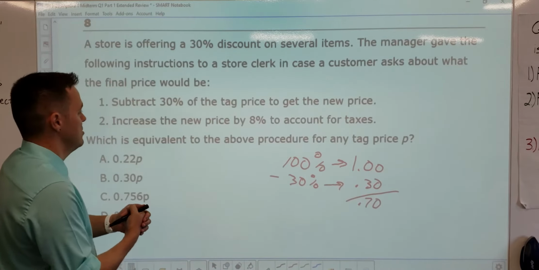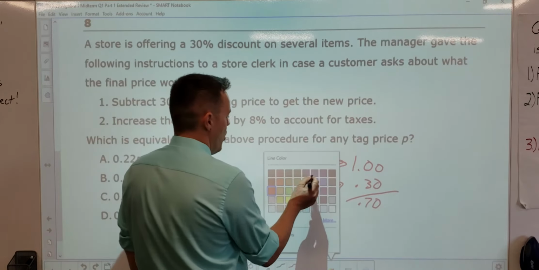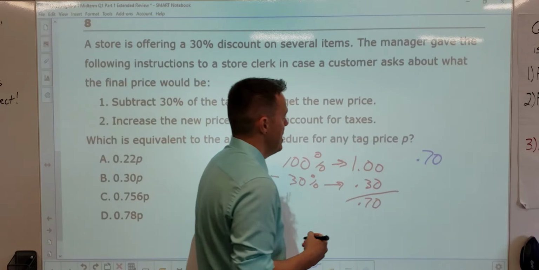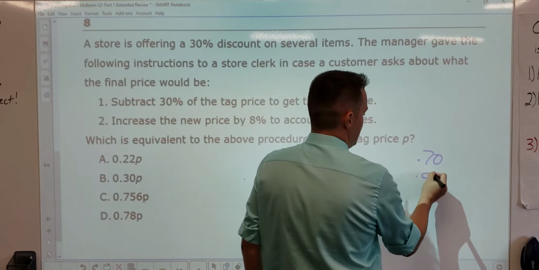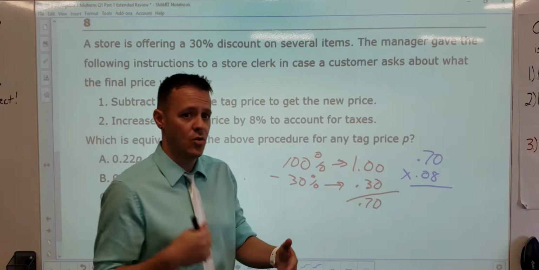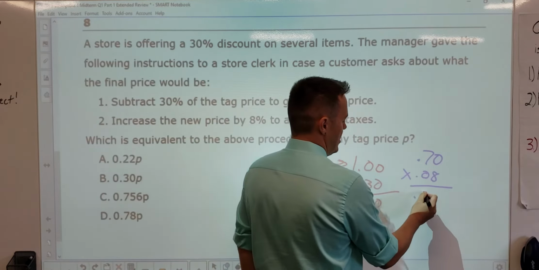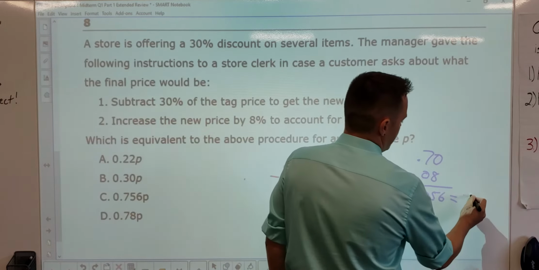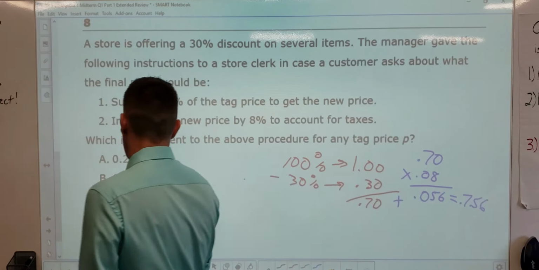Now, here's where you guys need to understand. Then you've got to increase the new price by 8%. One thing that I've come to realize is that you guys don't know a lot about finances. 8% is the equivalent of 0.08. And you are not adding this, ladies and gentlemen, you are multiplying, okay? In order to find tax on something, you multiply it. When you put this in a calculator, you get 0.056, and you would just add these together. So it'll be 0.756. So the answer is C.